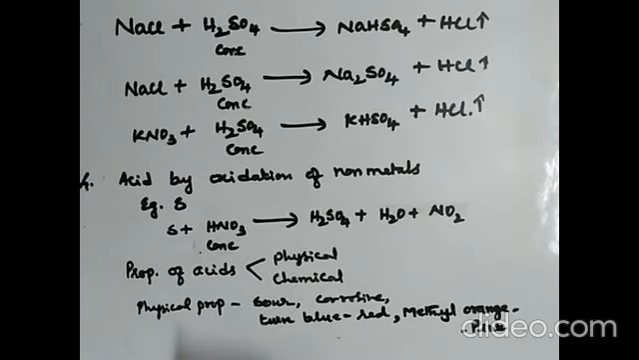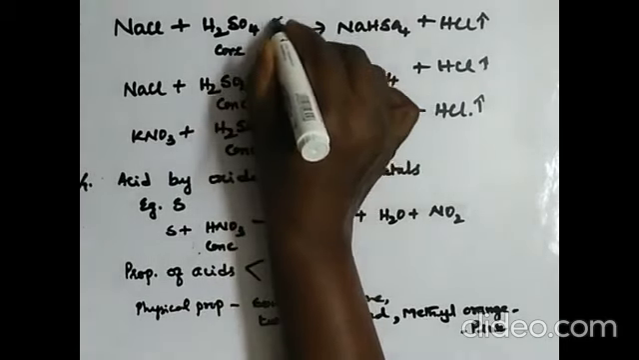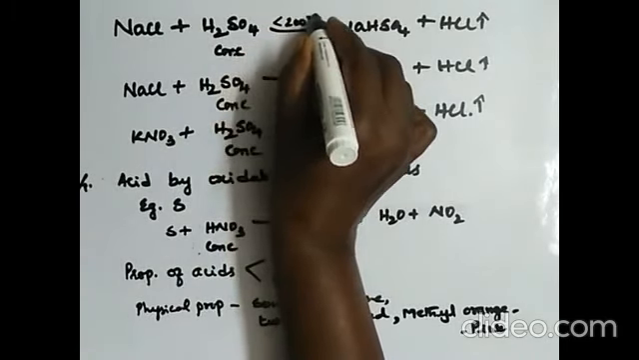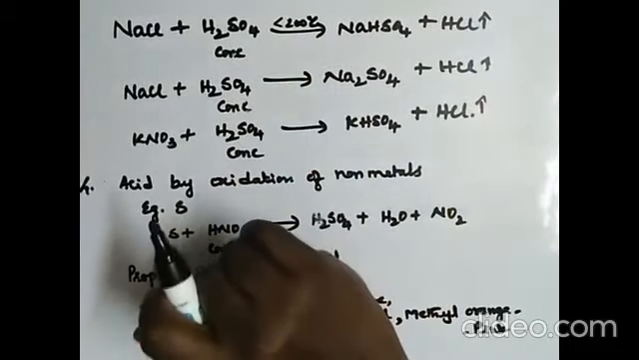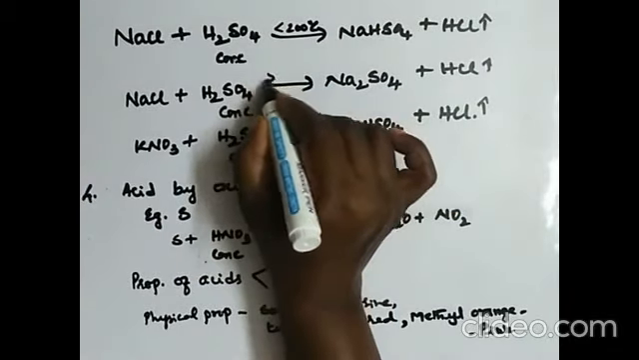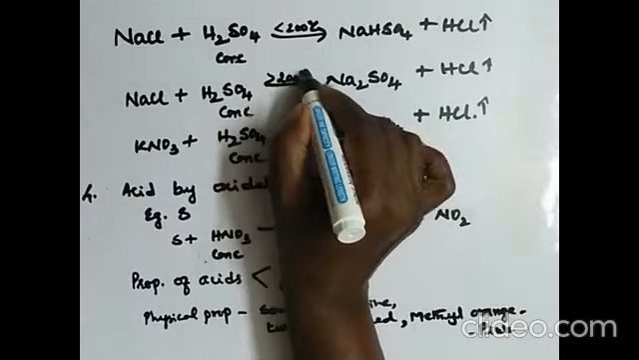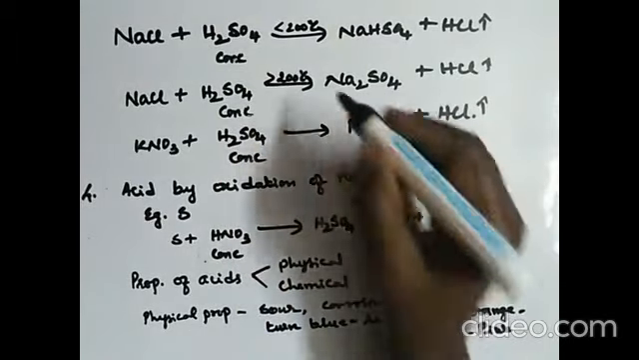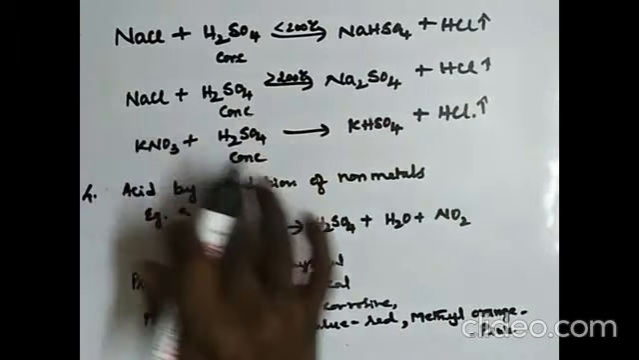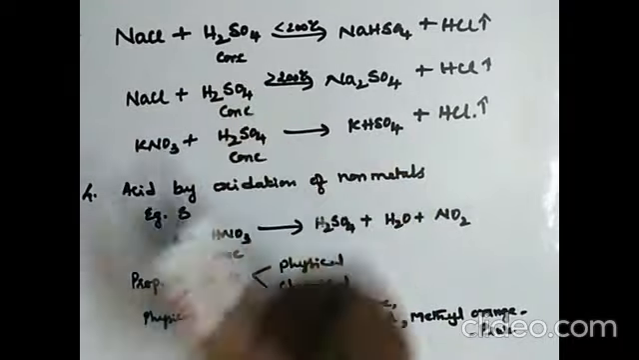The temperature of the reaction is maintained below 200 degrees Celsius. Then you get an acid salt. If the temperature of the reaction is more than 200 degrees Celsius, you get a normal salt. This also depends on the concentration of the acid.